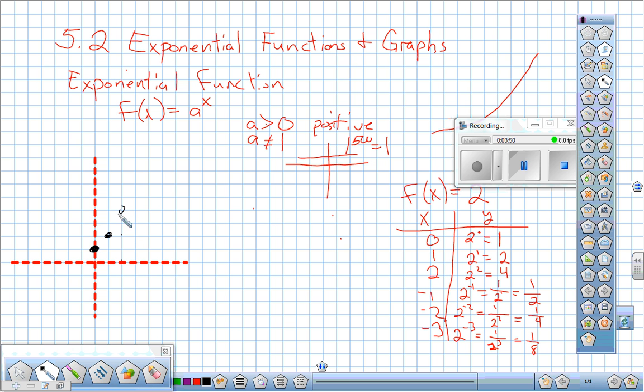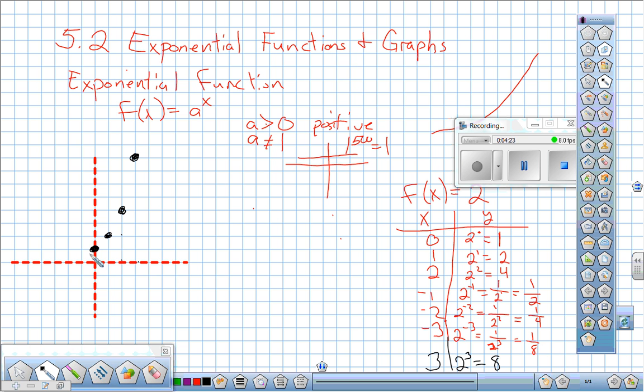So 2, 4. And I might actually do 3 down here as well so that I can see another point. 2 cubed is 8, so then I'm going to go over 3 for my input, and then go up 8. 1, 2, 3. And you can kind of see that major growth right there. And if you look at my fractions here when I had negative exponents, I'm going to keep getting smaller and smaller fractions. But I'm never actually going to get anything that gets to 0 ever.